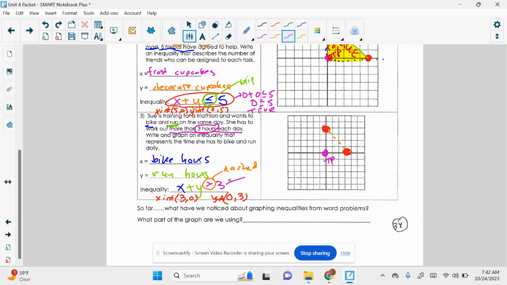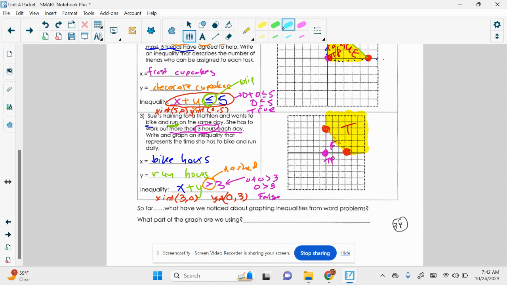So we'll put 0 in here. Ready? 0 plus 0 is greater than 3. Is 0 greater than 3? That is false. So we got false inside here. I'll put a big F inside here. That means the other side of our line is true. So check this out. What we're going to shade is this area. Everything outside here is a combination of run hours and bike hours that are greater than 3.